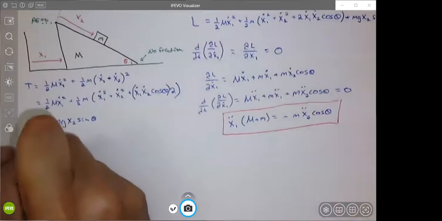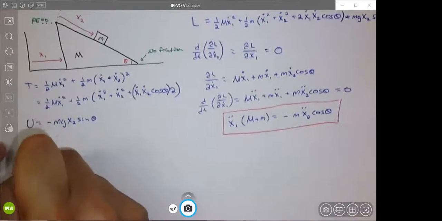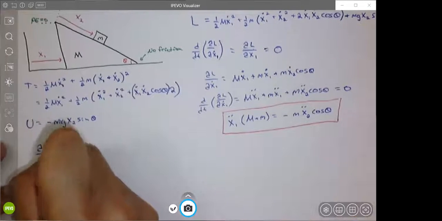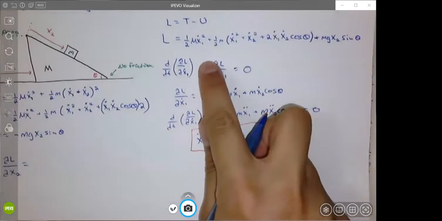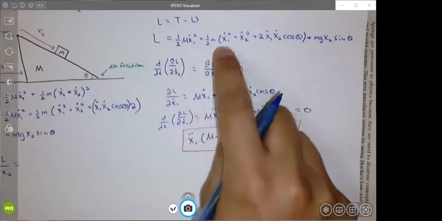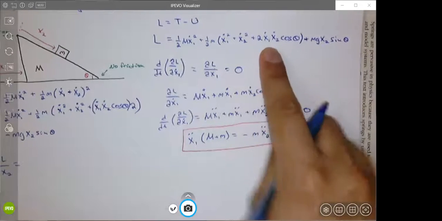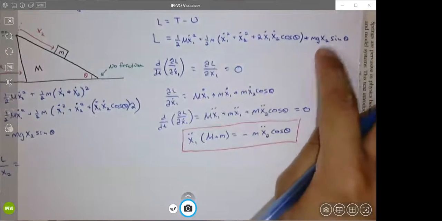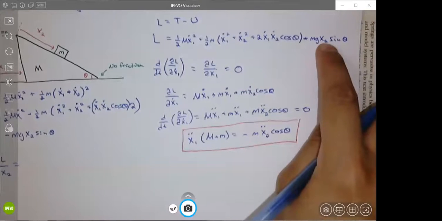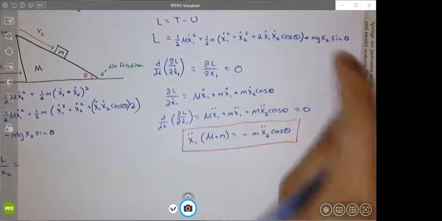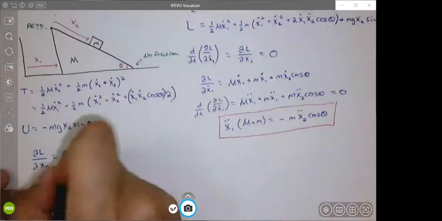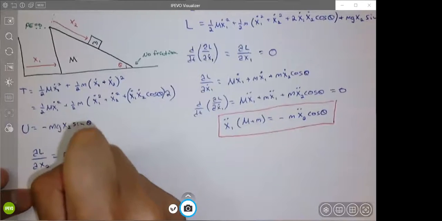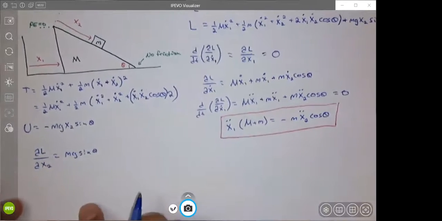So let's start with dL over the partial x2, without the dot there. Let's look for x2s in our Lagrangian without the dot. Okay, this is a constant, this is a constant, this is a constant, this is a constant. Only this thing survives, and the derivative of this just becomes 1. So you're left with mg sine of theta. Okay, that's not bad. We've got mg sine of theta. Great.